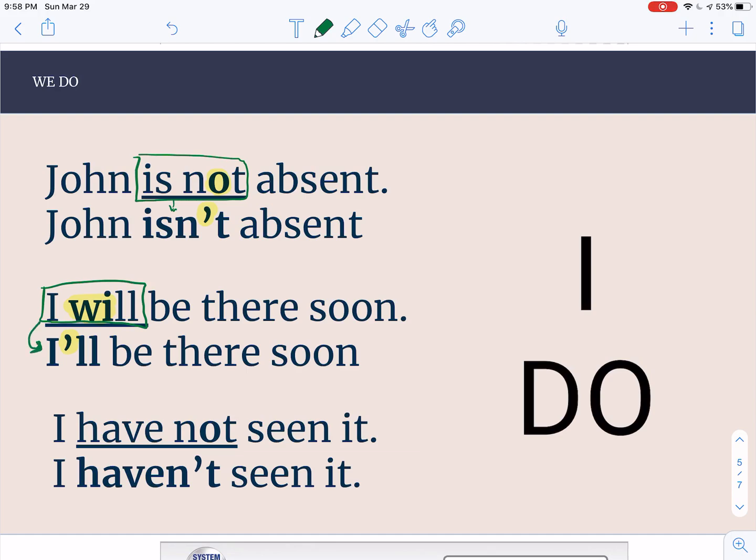I have not seen it. I haven't seen it. Do you see where the contraction was made? Right, in the O. The O was taken out and replaced with a, what's this called? An apostrophe. That's correct. So these 2 words were joined together to make that contraction. Great job.